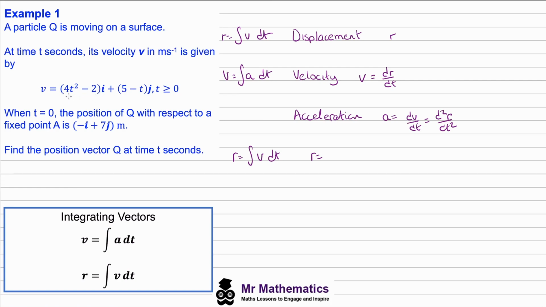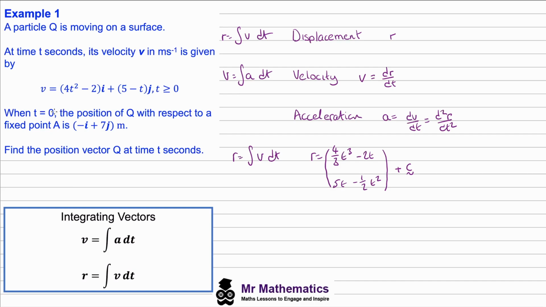So all we need to do is to integrate the i and the j terms separately. If we integrate the i term, we'll add 1 to this power and then divide by the new power. So we'll have 4/3 t cubed, and this becomes -2t. For our j component, we'll have 5t minus 1/2 t squared. And we'll put this in brackets. But just like when we perform any indefinite integral, we need to add a constant term. So we'll have a constant vector.